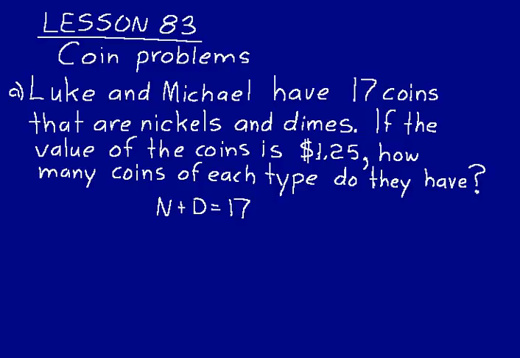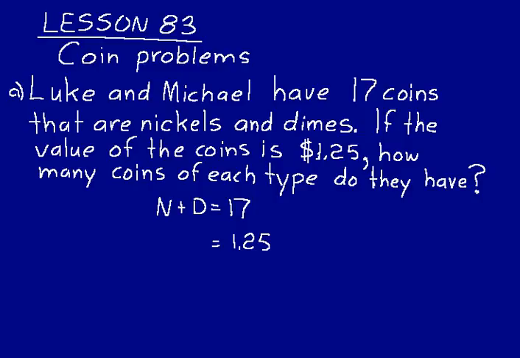So now we have one equation, but it has two unknown values in it, so we need one more equation here. And let's read the second sentence. If the value of the coins is $1.25. So there's the value of the coins. The total value of the nickels and the dimes will equal $1.25. So let's just put, at least we know this, equals 1.25.